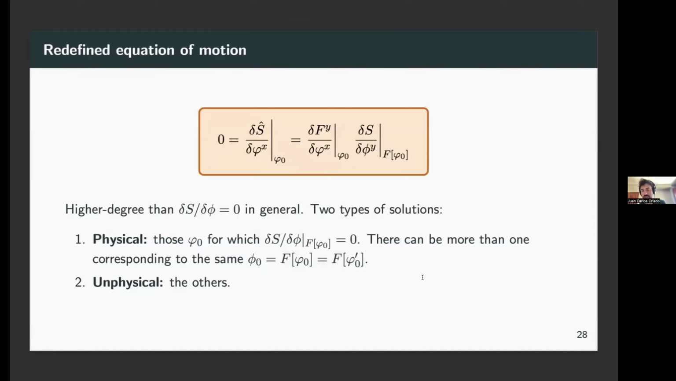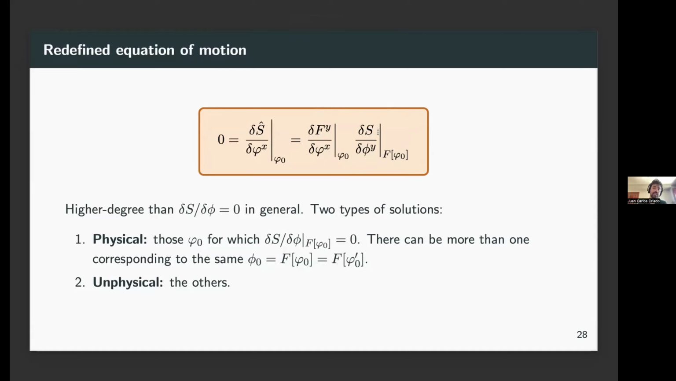And the reason why that happens is the following. The new equation of motion is just the original one with some differential operator applied to it. So whenever f has derivatives inside it, it will act with derivatives on the original equation of motion and will turn it into a higher degree equation. And then it will naturally have more solutions, right?